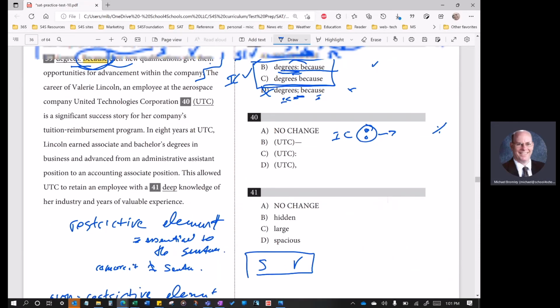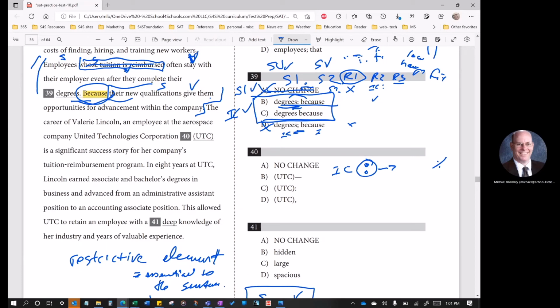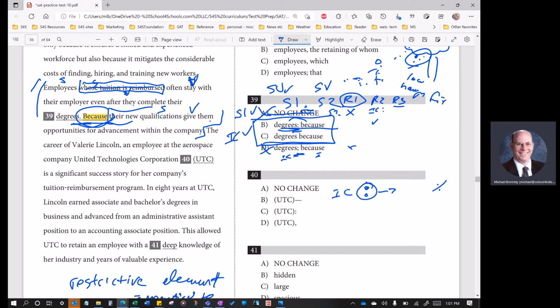Okay, so given all that, do I need the word because for the sentence to make sense? So employees often stay with their employer even after they complete the degrees. Okay, that's a statement. That's fine. It's an independent clause. It's a sentence. Because. Now, is this colon setting up an example, an explanation? No, it's giving us a required reason for why they stay. Because their new qualifications give them opportunities for advancement. Okay, it's not an example.